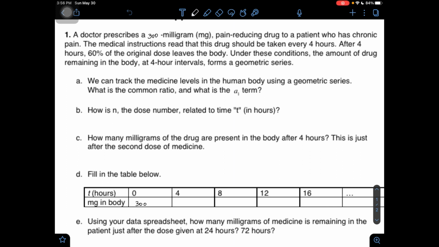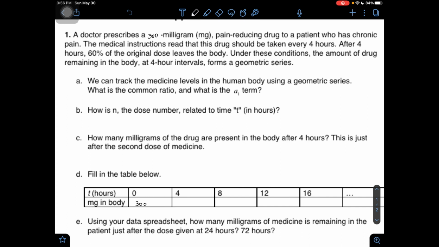The first part of question 1 says that we can track the medicine levels in the human body using a geometric series. The question is, what is the geometric ratio and what is the A1 term? Well, let's go ahead and deal with the common ratio first. We know the common ratio is how much we originally had and then how much is left, and we're going to represent that in a fraction or in decimal form.